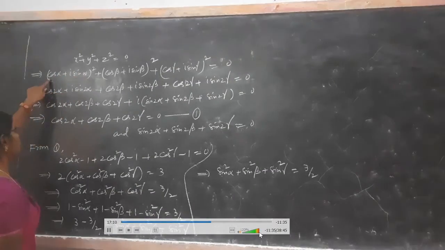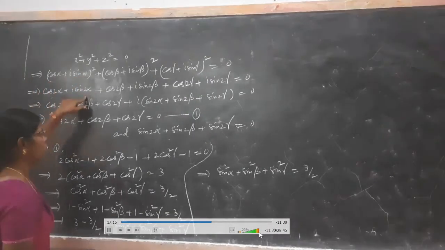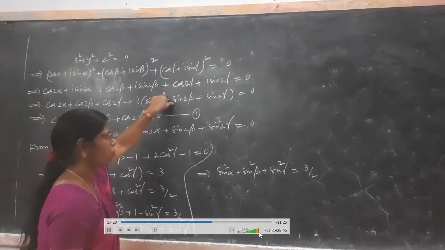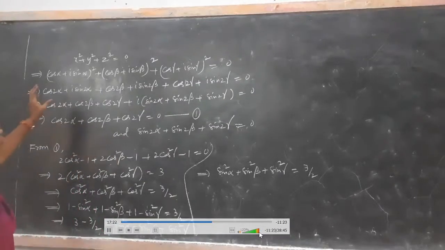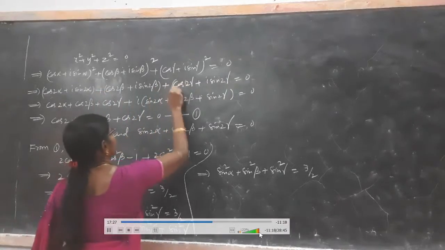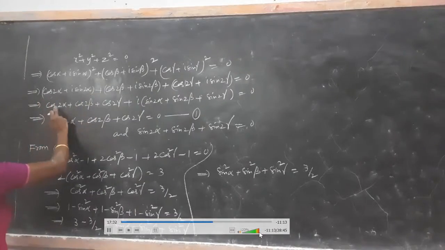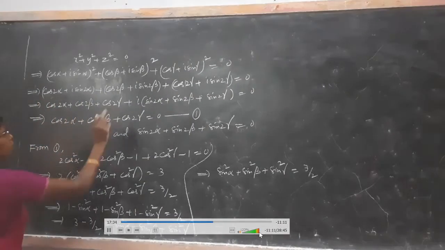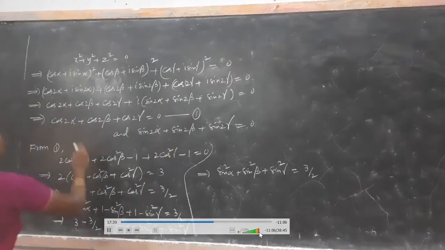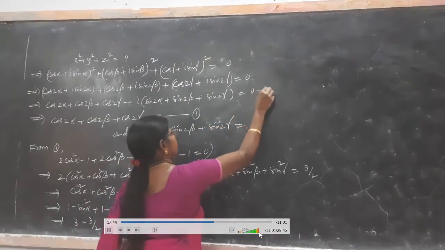Here there is a square, so cos alpha plus i sin alpha whole square gives cos 2 alpha plus i sin 2 alpha. Similarly cos 2 beta plus i sin 2 beta plus cos 2 gamma plus i sin 2 gamma is equal to 0. So this is one complex number, this is another, this is another. Add three complex numbers, that is add all real parts: cos 2 alpha plus cos 2 beta plus cos 2 gamma plus i into sin 2 alpha plus sin 2 beta plus sin 2 gamma. This equals 0 plus i 0, we can consider like this.